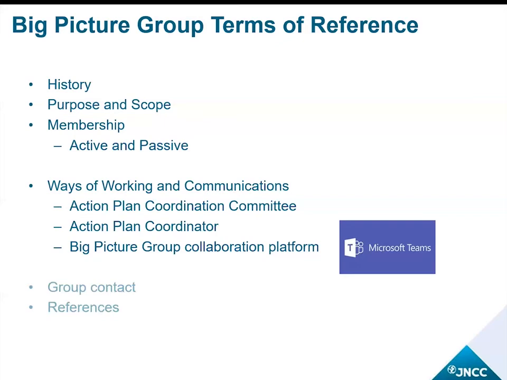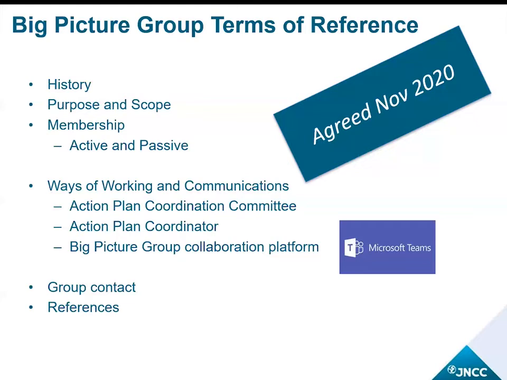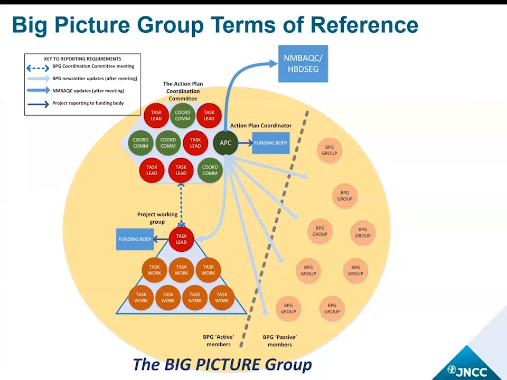Finally, the terms of reference. We had to have a means of group contact, and then obviously a few references. So after discussing this and going through numerous iterations, we agreed on the first version of this terms of reference last November. So thank you everyone on the call who was involved with that, and I'm really glad that we were able to flesh out a way of working there. This diagram, we don't really need to go into, but it shows you the flows of information and how things work in the big picture group. It was quite complex figuring it out.